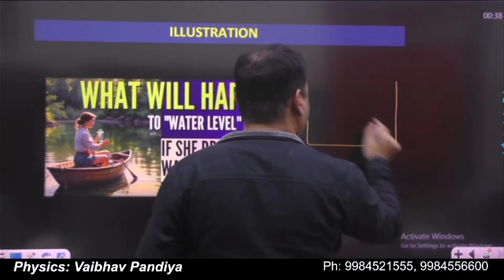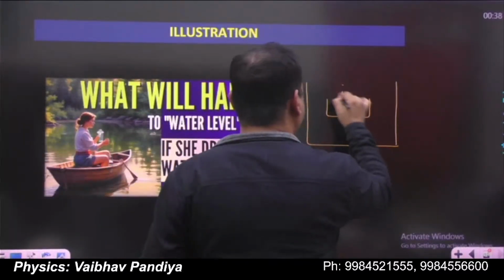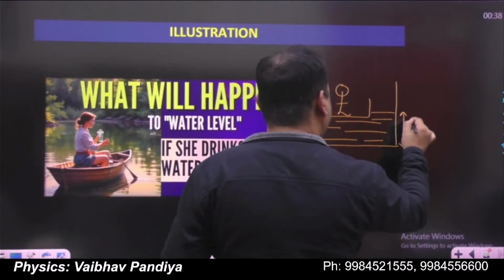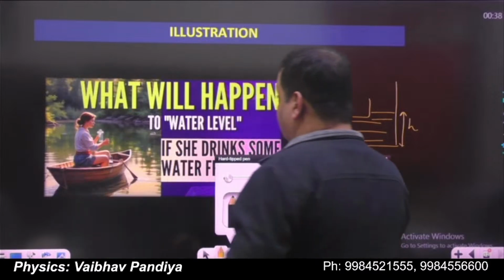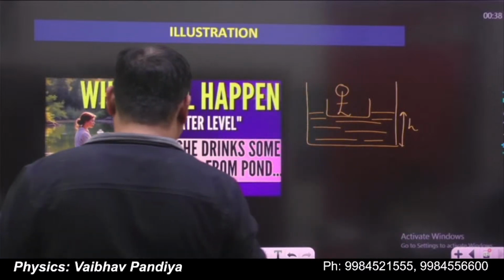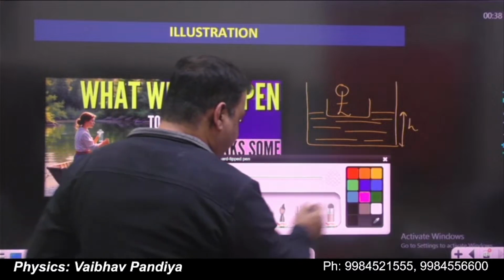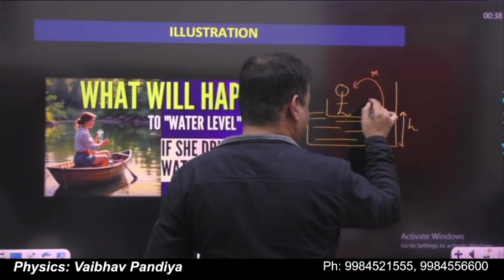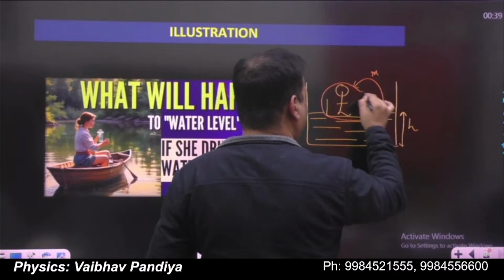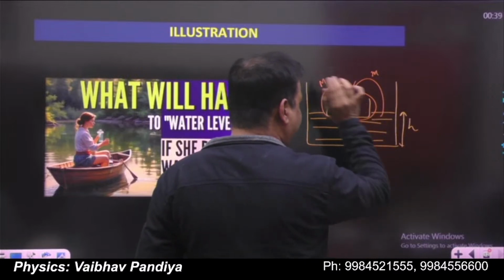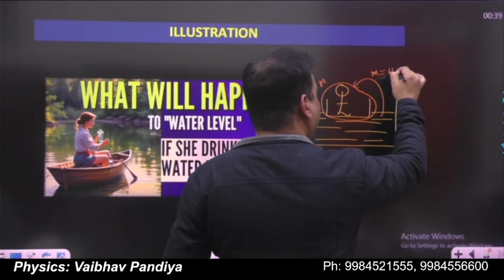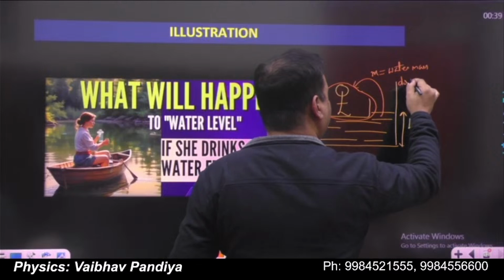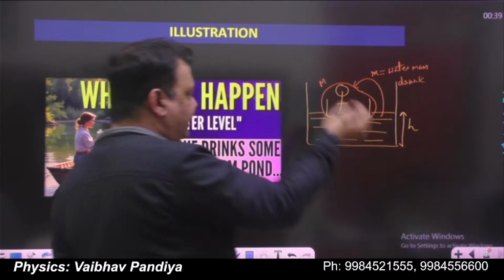Okay. So say this is the boat and this is the woman, and this level is H. And what did she do? She drinks some water from the pond. Okay. So say the mass of this system, the mass of the woman plus the boat, is capital M, and small m is the water mass drunk. Okay, what she has taken from the pond.